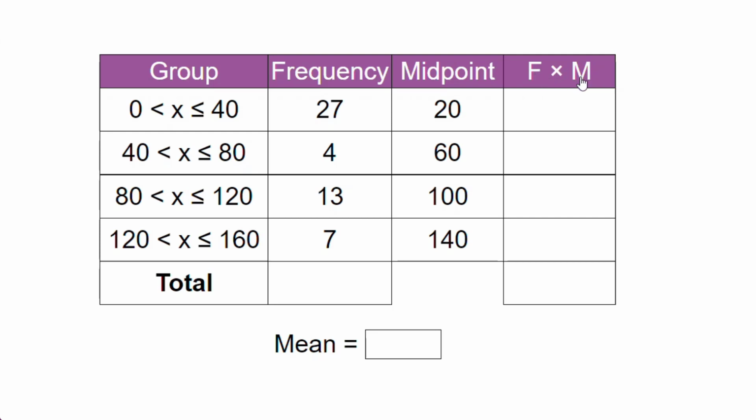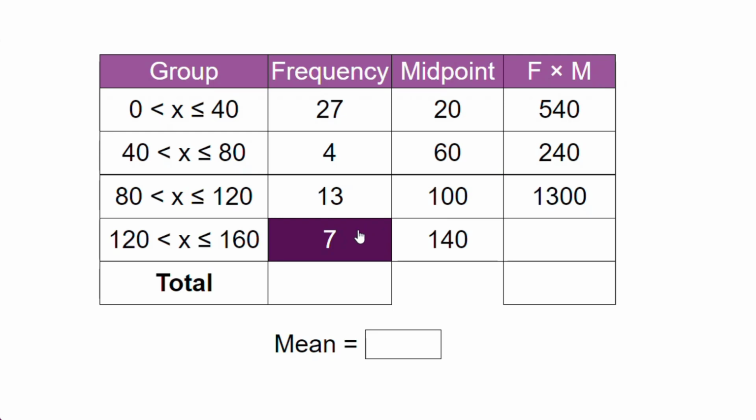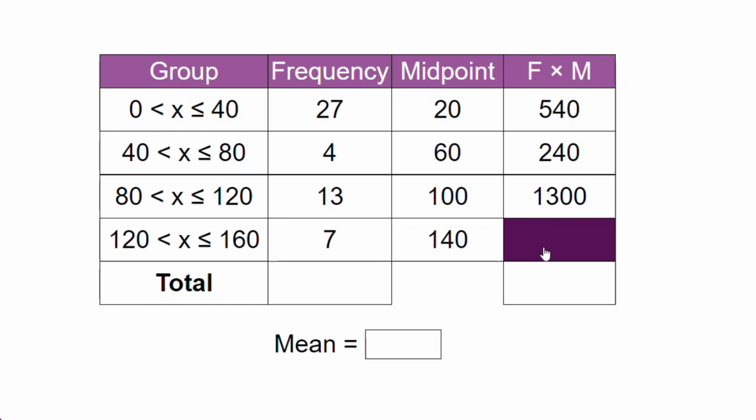Now the next thing we need to do, in the fourth column, is to multiply the frequency times the midpoint. That means for every row, multiply the frequency and the midpoint. If you multiply 27 and 20, you get 540. If you multiply 4 and 60, you get 240. If you multiply 13 and 100, you get 1,300. And if you multiply 7 and 140, you get 980.